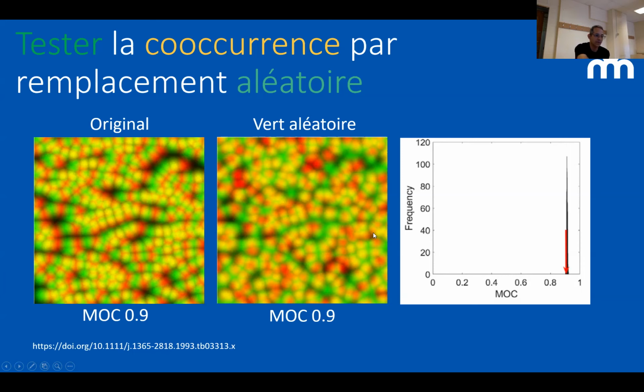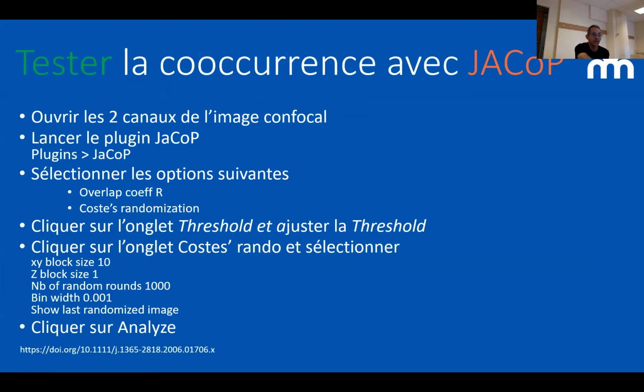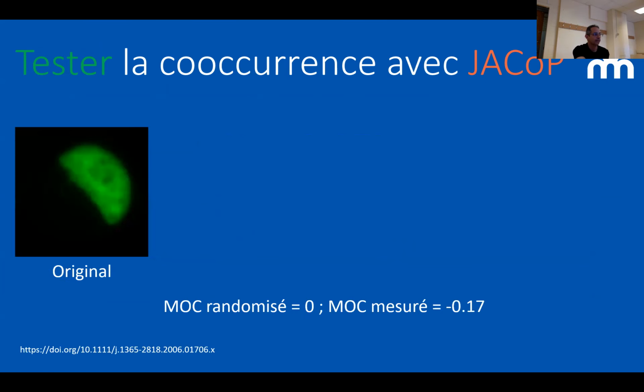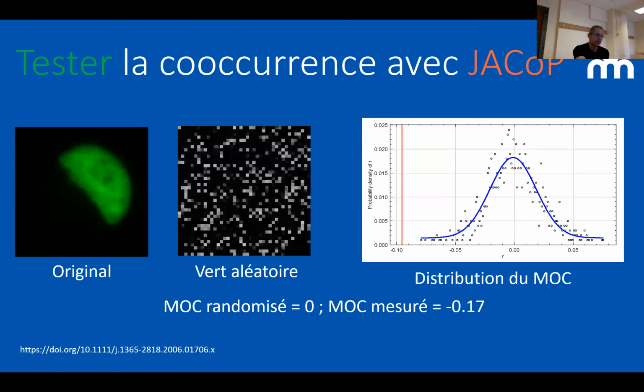So this is how you statistically test for significance, and the JACoP software gives you the p-value of these things. And this is what I planned as an exercise for testing that. This is the example of what I've done, so you don't have to do the exercise yourself.